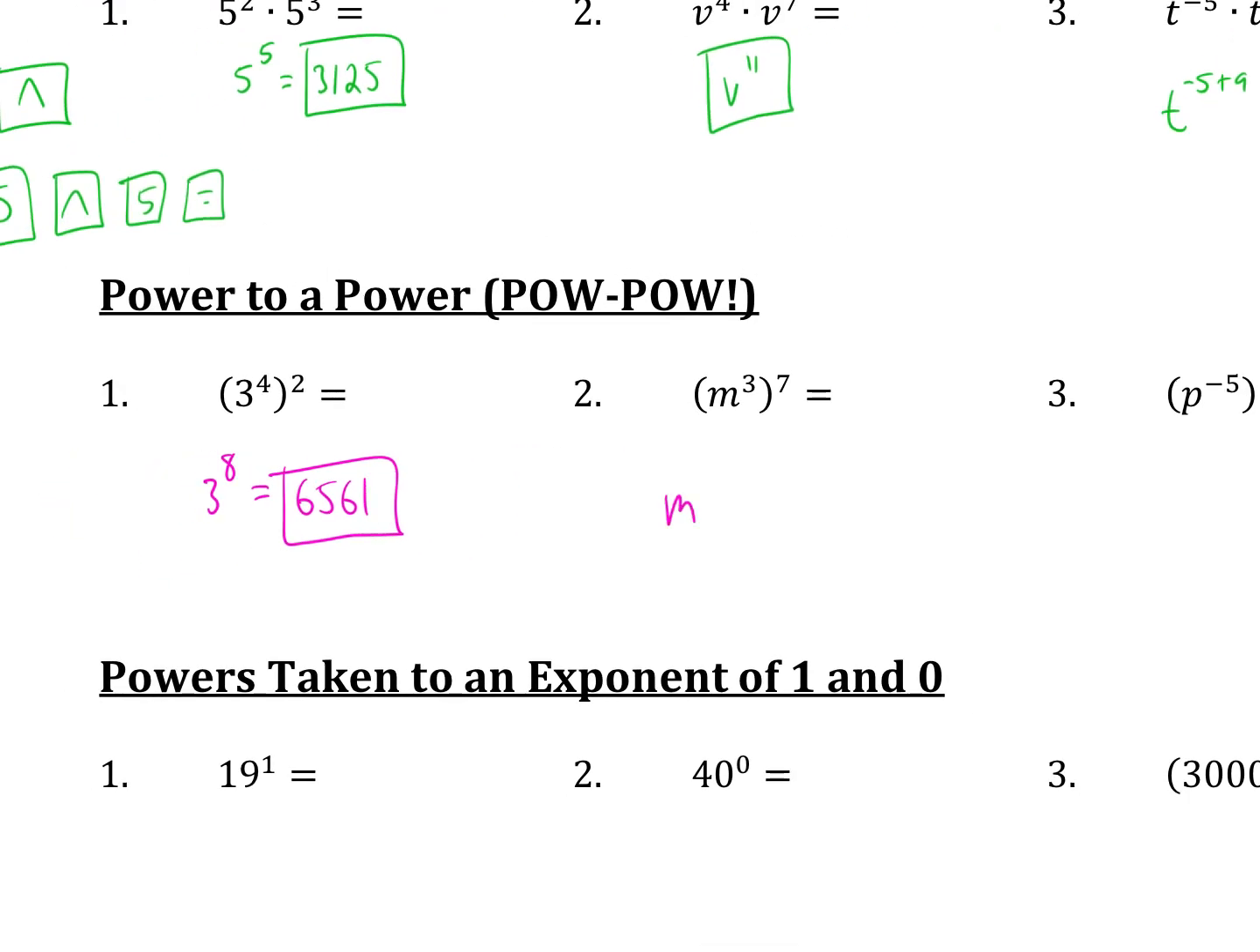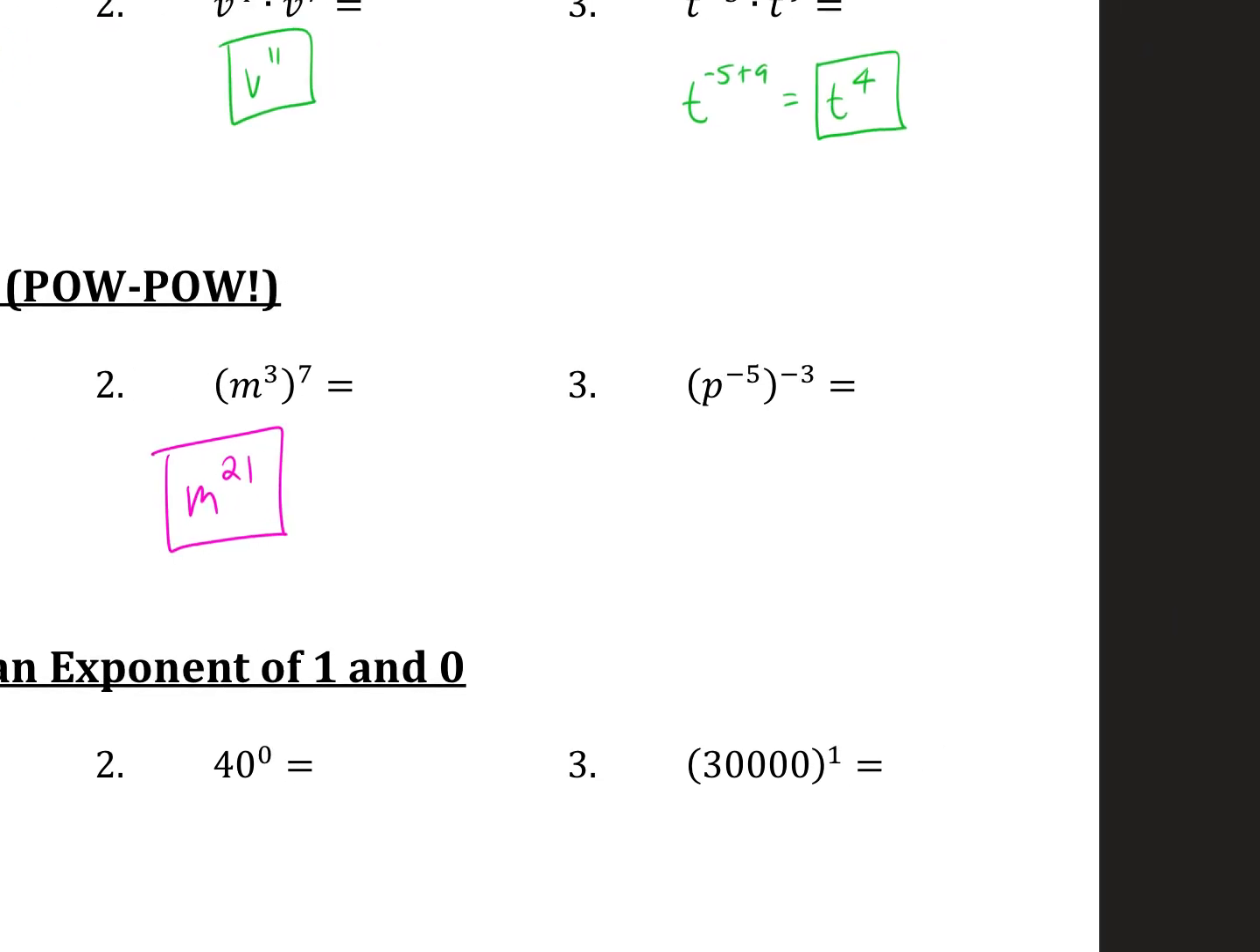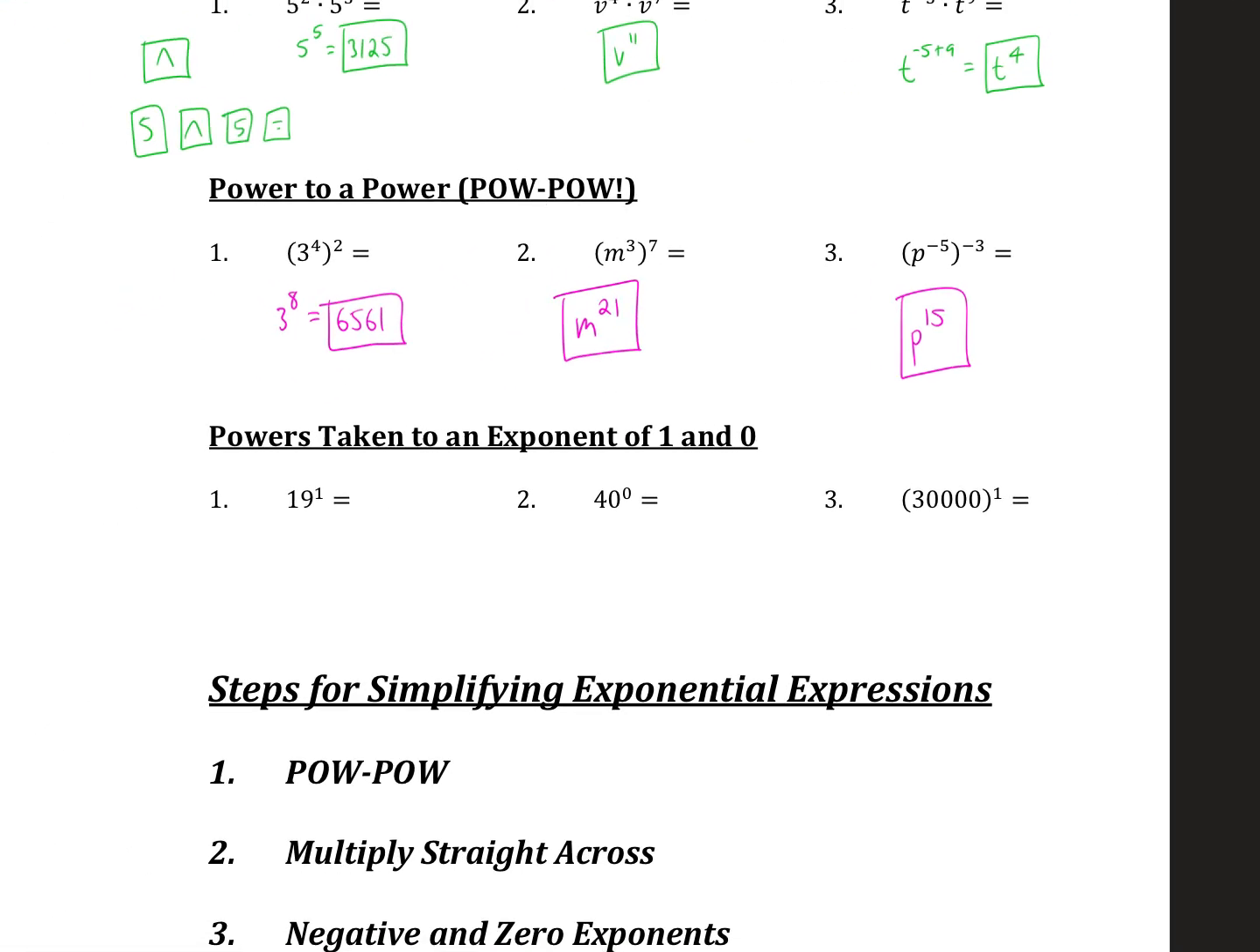Is it 3 plus 7 or 3 times 7? 3 times 7. We got m to the 21st power, 3 times 7. Nice. How about number 3? We have negative 5 times negative 3 is going to be p to the 15th. Positive 15. And there we go. All right, back to exponents of 1 and 0.